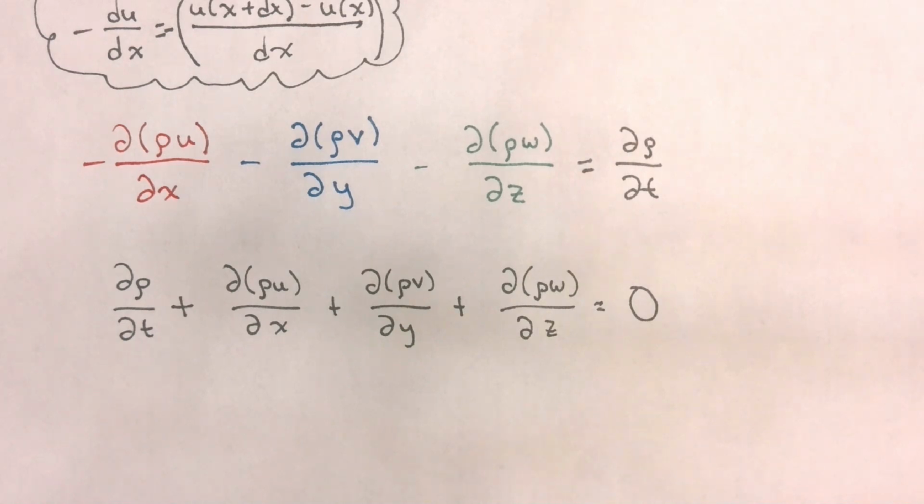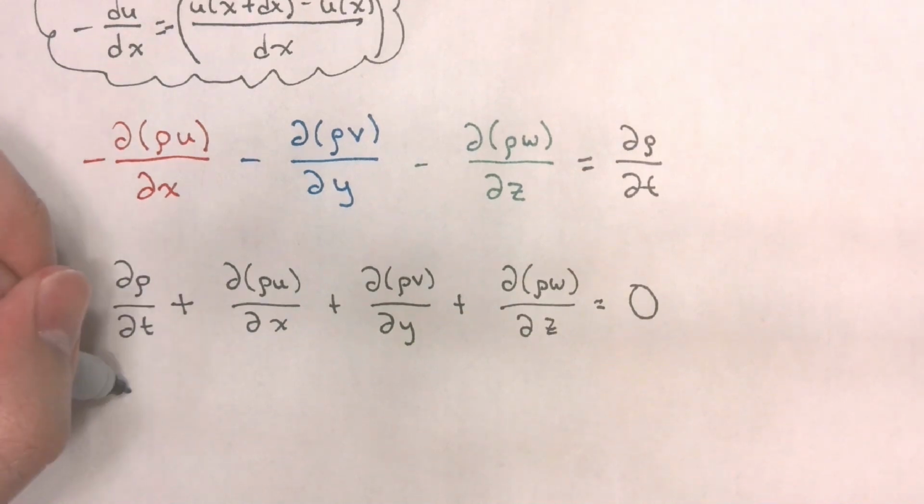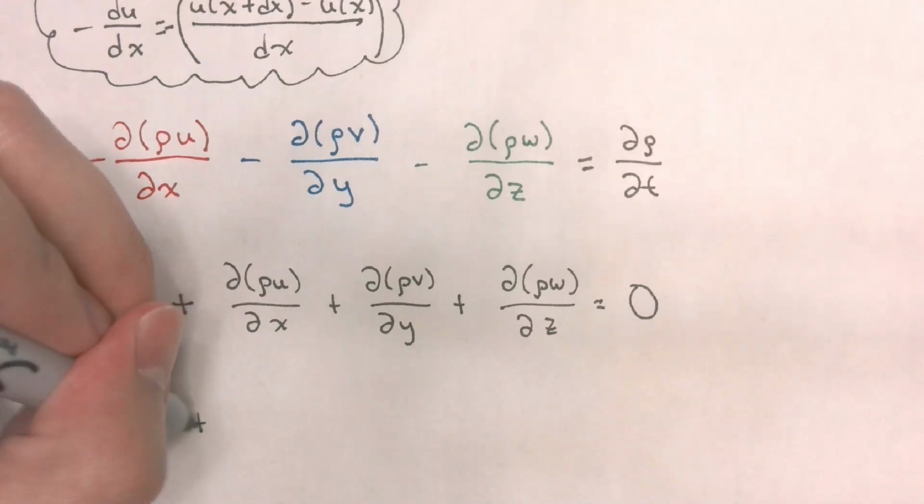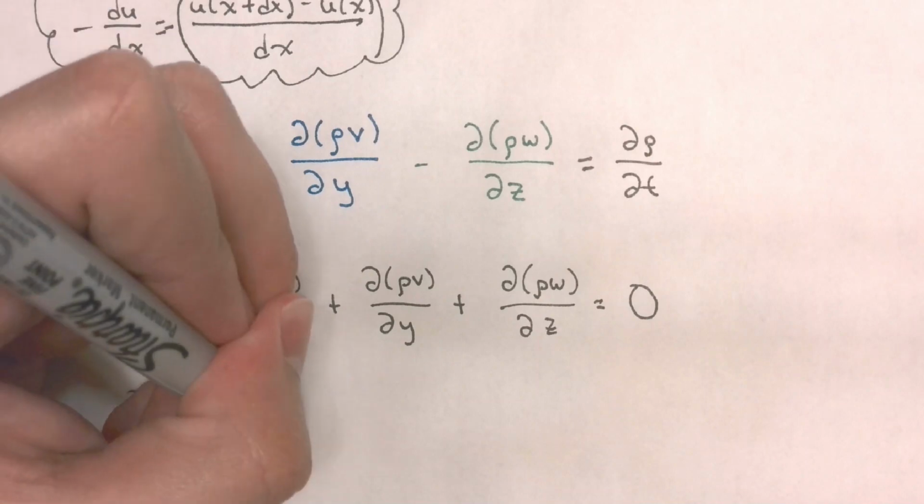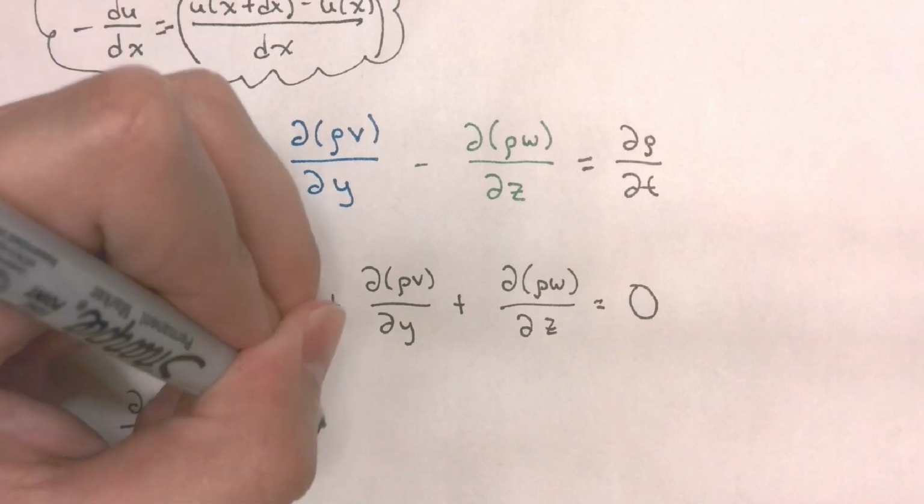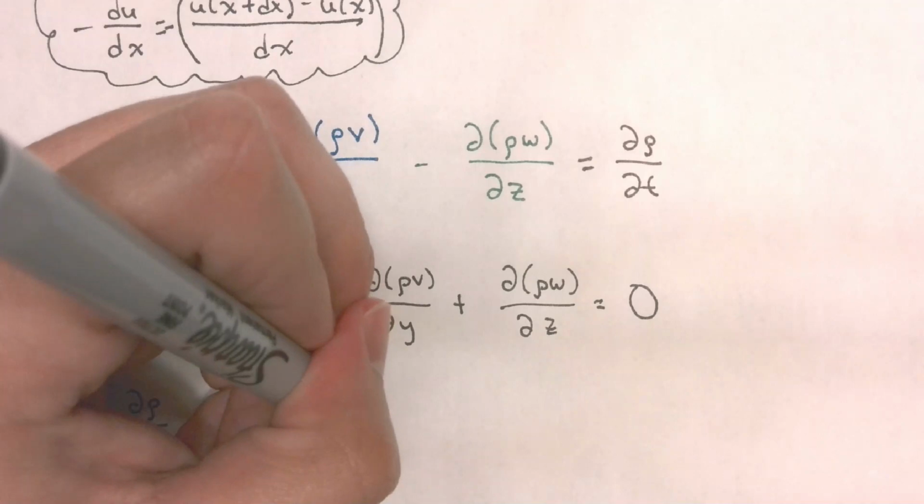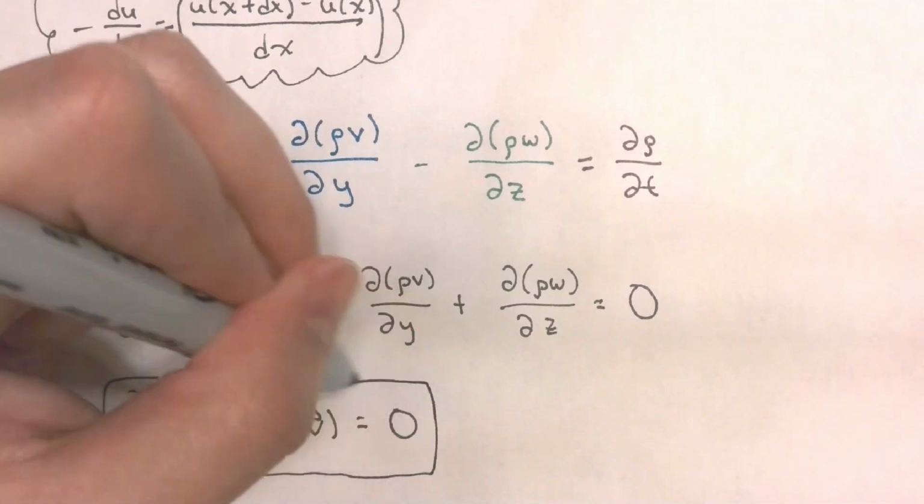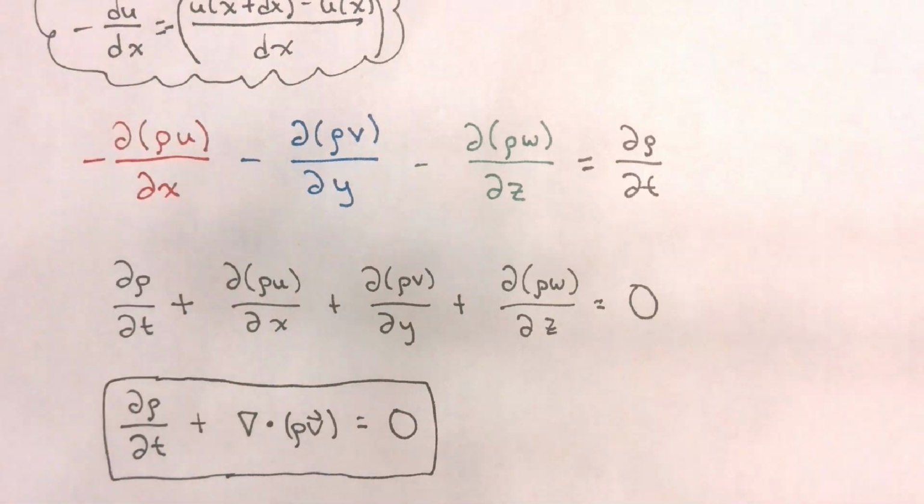So we can express our continuity equation as partial density with respect to time plus del dot density times velocity vector equals 0. And this is our continuity equation in its differential form. Notice that it actually looks very different from the equation that we derived from an integral point of view. However, both equations that we've derived actually say the same thing.